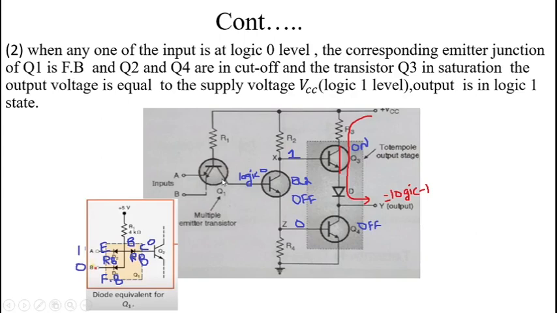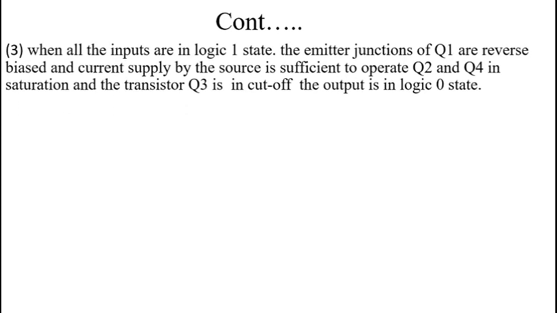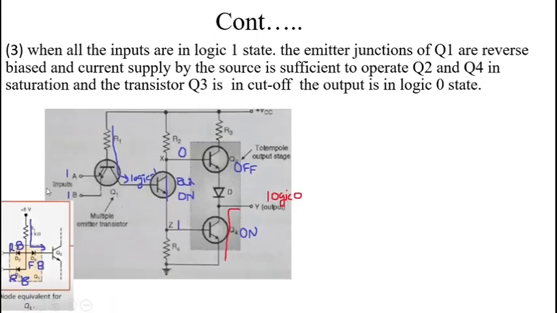Okay, and the next possible combination of input is when both the inputs are high. That is, when all the inputs are in logic 1 state, the emitter junctions of Q1 are reverse biased and the current supplied by the source is sufficient to operate Q2 and Q4 in saturation and the transistor Q3 is in cutoff region. Therefore, we get the output in logic 0 state. It means that in this circuit both the inputs are 1, 1. Okay, so these two emitter-base junction diodes are operated in the reverse bias condition and the collector-base junction diode is operated in the forward bias condition.